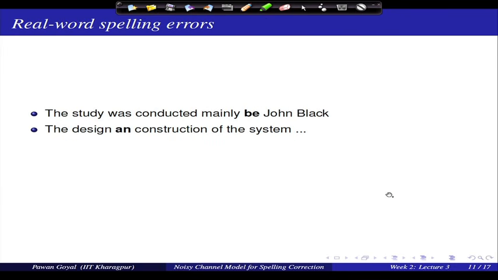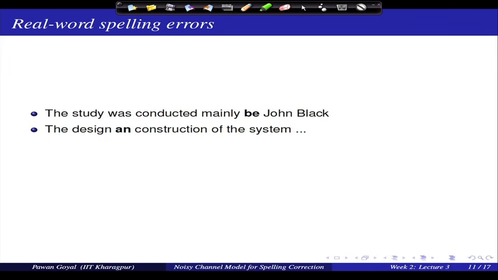Okay. So now the next concept is real word spelling errors. So what do I mean by that? There might be errors where the misspelled word is actually in my dictionary. Like you see in the sentence here, the study was conducted mainly by John Black, and we know the correct word should have been "by", but the user ended up typing "be".